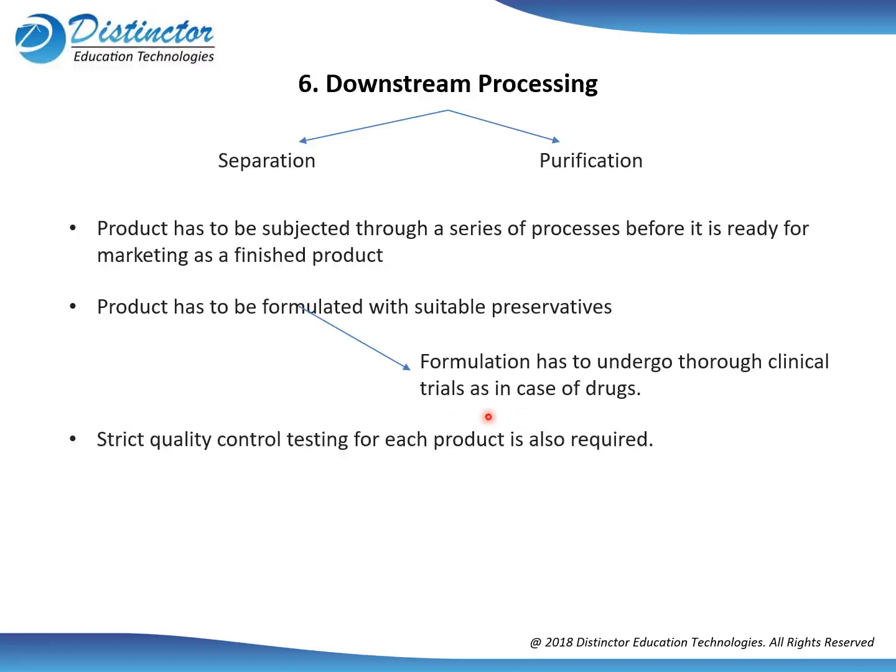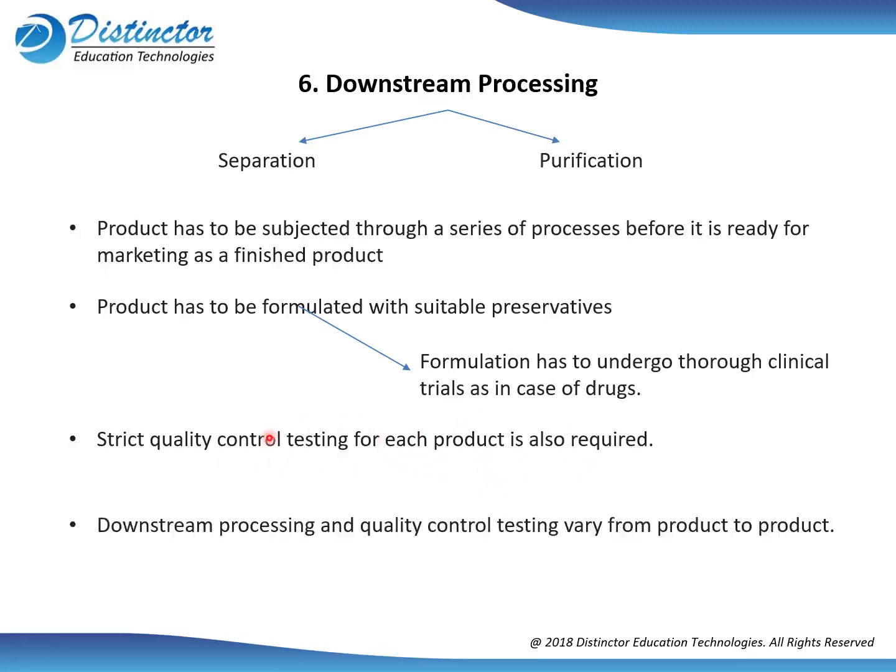Then strict quality control testing for each product is also required. So each product should have good quality control testing. Downstream processing and quality control testing are going to vary from product to product. Each product is going to have different quality control and different downstream processing.